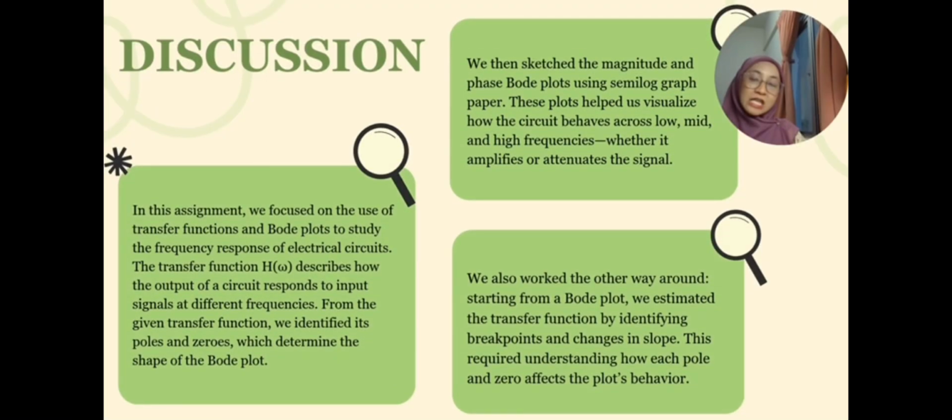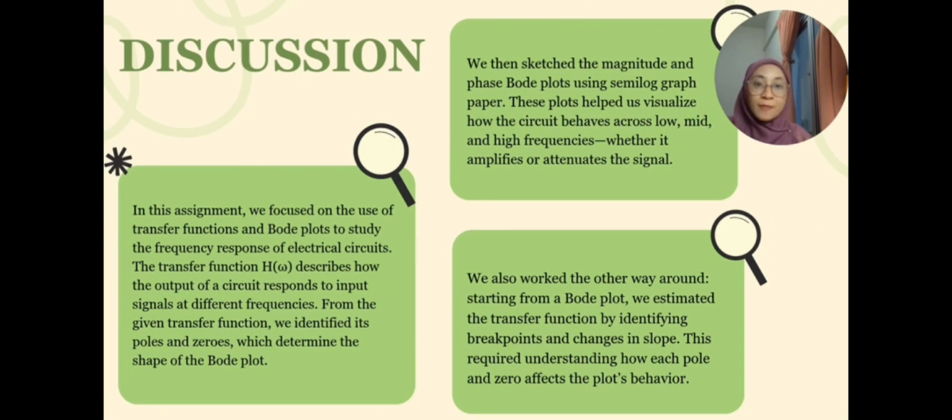So my friends already explained how to solve question G. Next, I will explain the discussion. In this assignment, we focus on the use of the transfer function and Bode plots to study the frequency response of electrical circuits. The transfer function H(omega) describes how the output of the circuit responds to an input signal at different frequencies. From the given transfer function, we identify poles and zeros, which determine the shape of the Bode plot. Next, we need to sketch the magnitude and phase Bode plot using semilog graph paper.